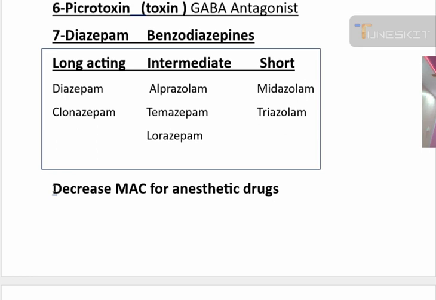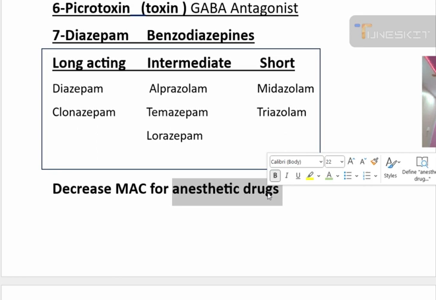So diazepam will decrease MAC for anesthetic drugs. What is the meaning of MAC? Minimum alveolar concentration. Like you are giving an anesthetic drug, any drug like propofol, to a person. Like you are giving 100 mg to a person. Like 100 mg will be needed for that person to induce anesthesia. Below 100 mg, it will be difficult to induce anesthesia in that person.